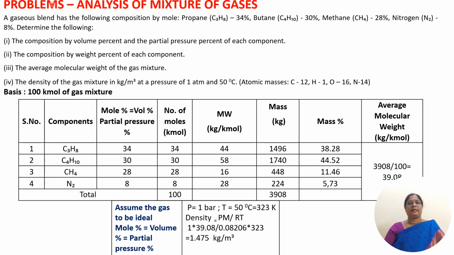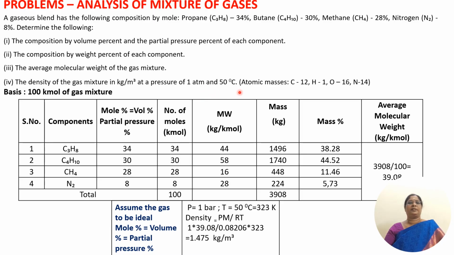Similar problem in analysis of mixture of gases. A gaseous blend has the following composition by mole percentage. Previous problem we discussed with composition based on mass percentage. This problem we will be discussing based on composition by mole percentage. Propane 34%, butane 30%, methane 28%, nitrogen 8%. And we have to determine the volume percent, partial pressure percent, mass percent, average molecular weight and the density of the mixture at 1 atm and 50 degrees Celsius.